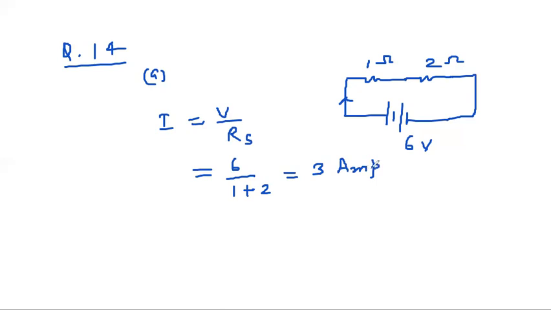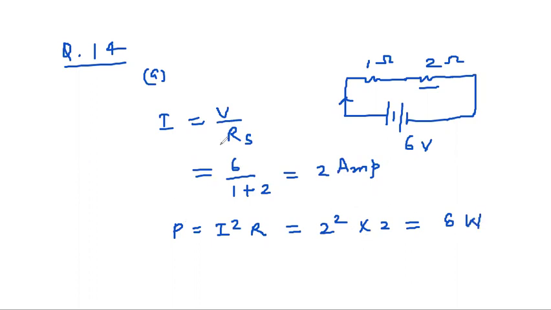Now we have to find out power across 2 ohm. So P will be equal to I square R. I is this. Here not 3 ampere, but it should be 2 ampere. 6 divided by 3 is 2 ampere. So 2 square multiplied by 2, that is 8 watt.